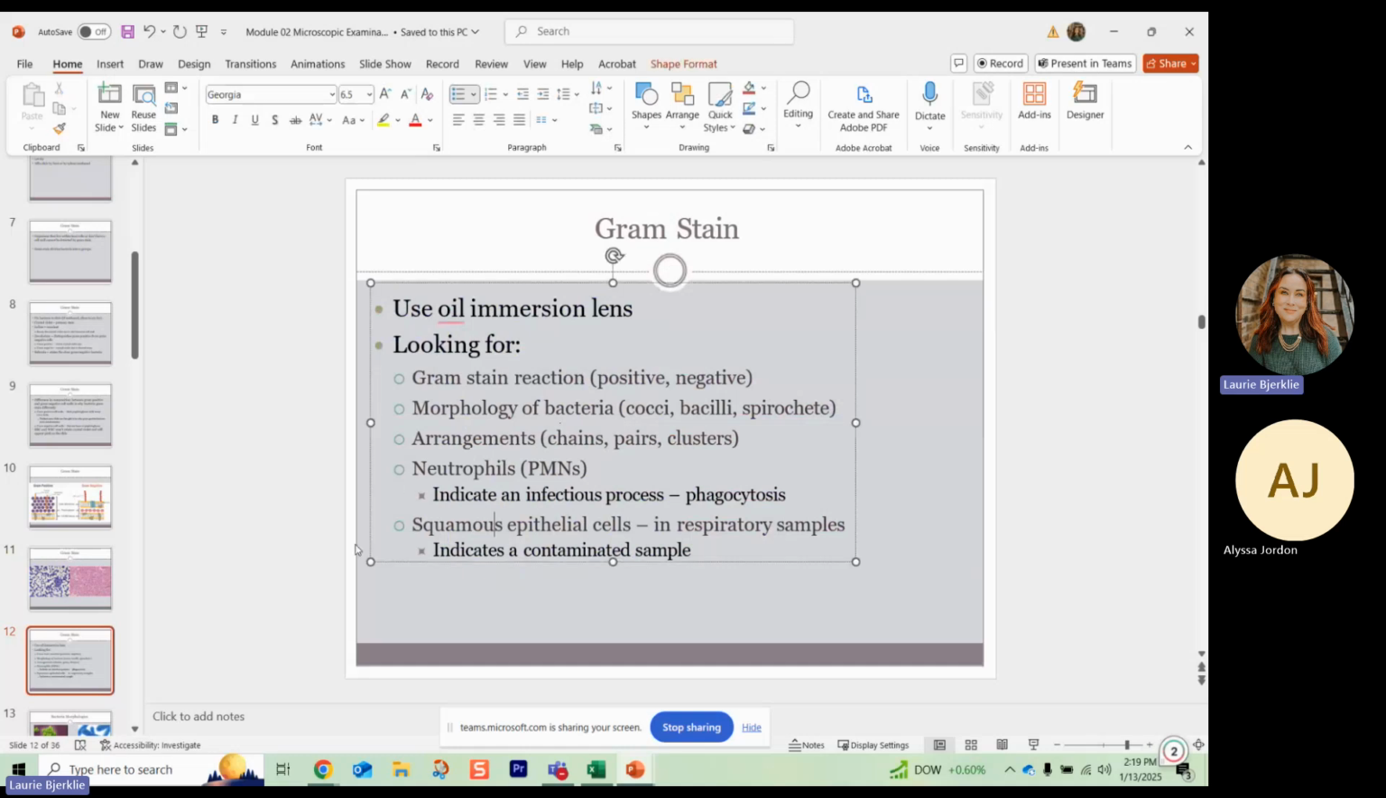And then squamous epithelial cells, that epithelial is skin. Squamous epithelial cells make up a lot of our skin, our mucous membrane surfaces. We will look for these, especially again in respiratory samples like sputum, because they tell us, oh, it's contaminated. It's not a true deep lung sample.